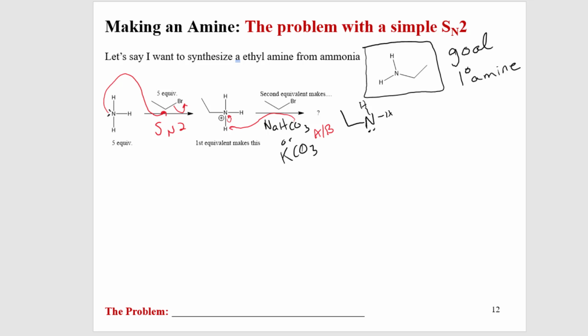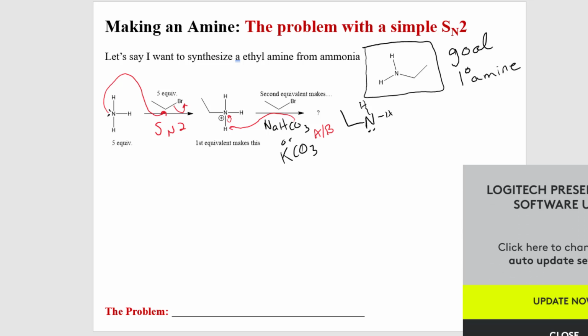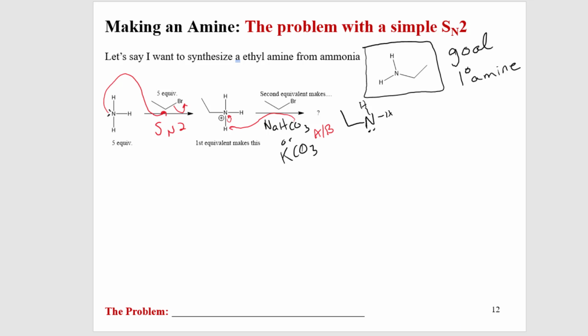Okay, here's the problem. The base that they put in was not the workup. This was just to keep things moving, to take off the extra proton. But here's the problem, okay? The problem is that if I had 5 equivalents of ammonia and 5 equivalents of ethyl bromide, right? I started with an amine, ammonia. I ended with a new amine.